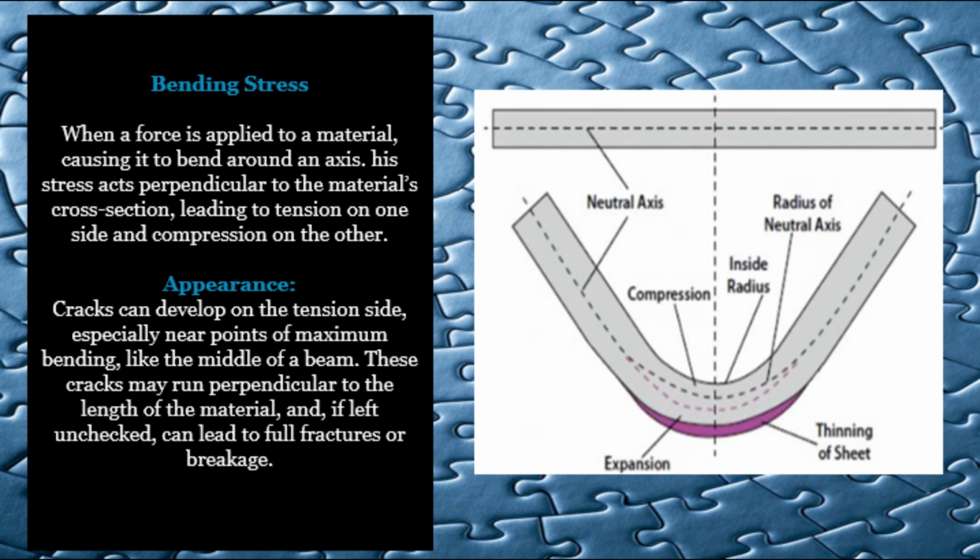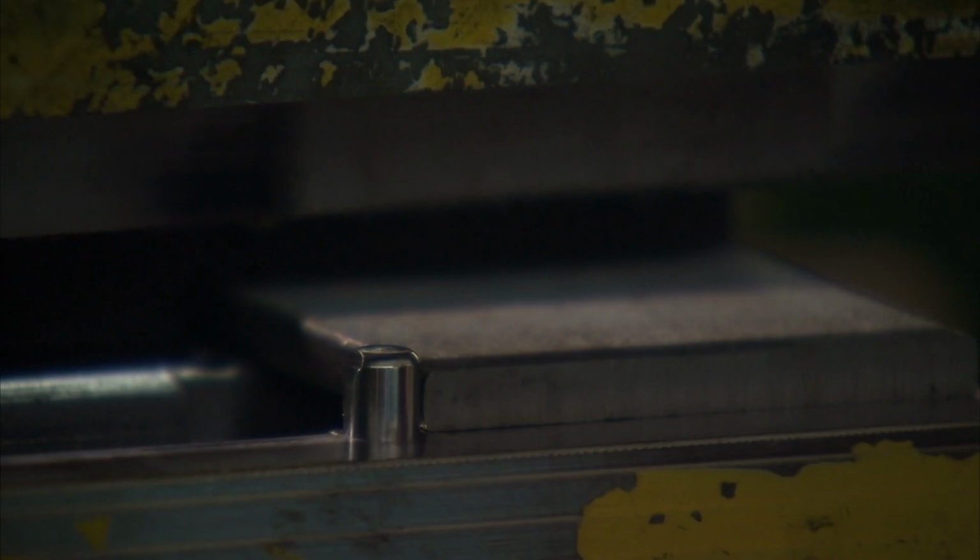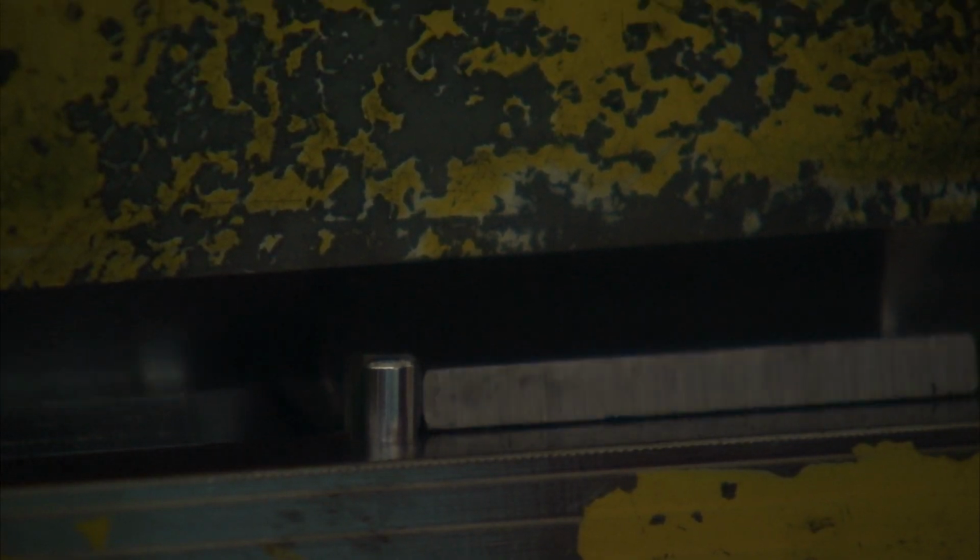Bending stress. Bending stress occurs when a force is applied to a material, causing it to bend around an axis. This stress acts perpendicular to the material's cross-section, leading to tension on one side and compression on the other.